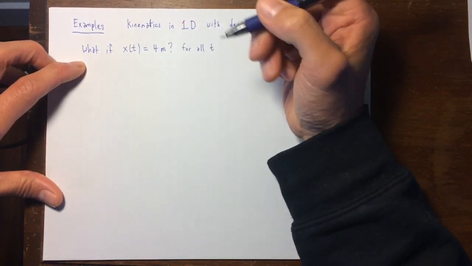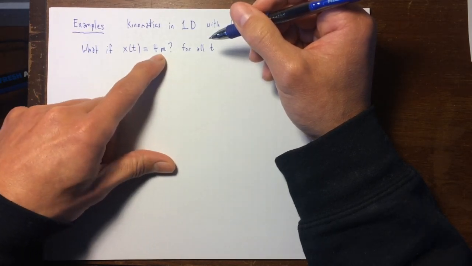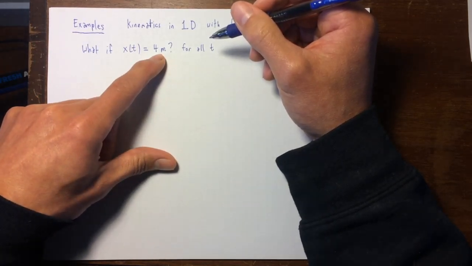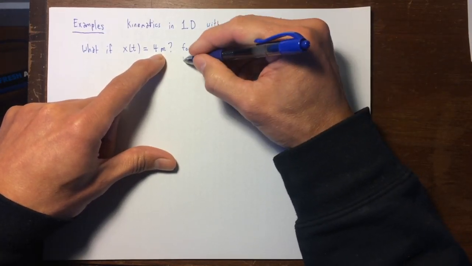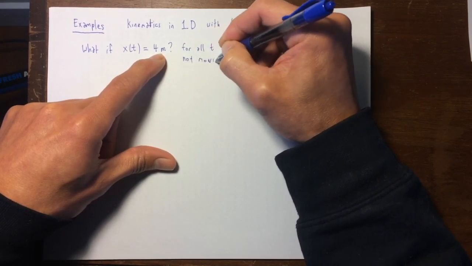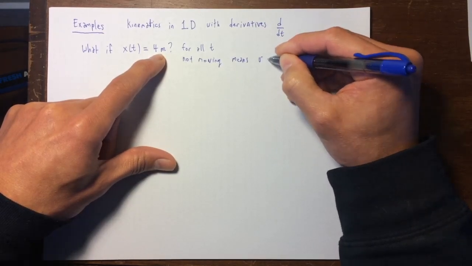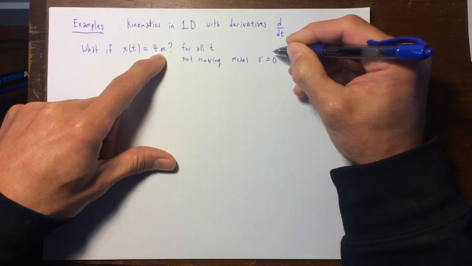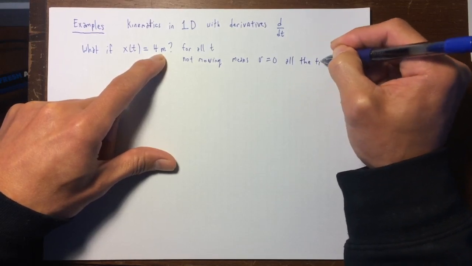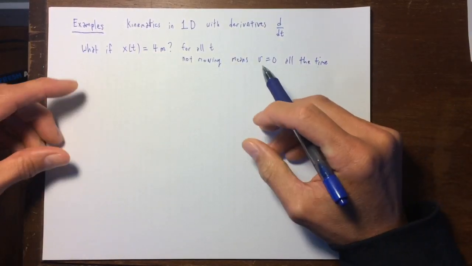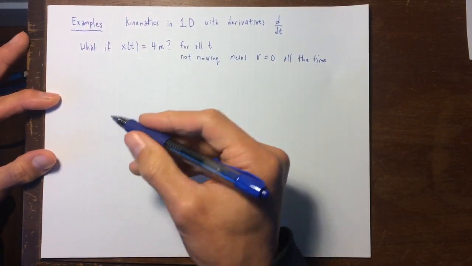So if you think about it just with language, this means that for all time, the object is not ever going to be located anywhere else. So it is not moving. And so not moving means that its velocity is going to be 0, right? So not moving means that the velocity is 0 all the time. But let's look at this with our little derivatives and thinking about velocity and acceleration.